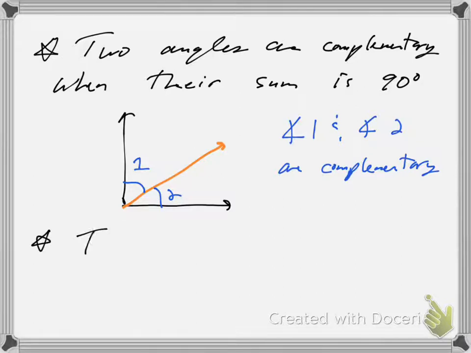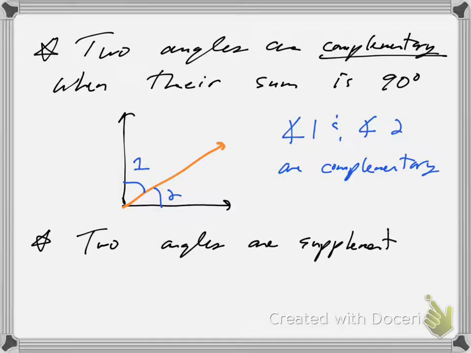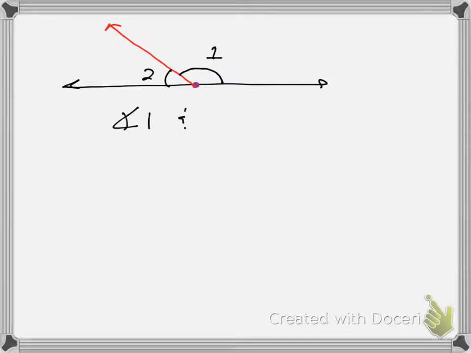Okay, two angles are supplementary when their sum is 180 degrees. I'm out of room here, so going on to the next page, if I draw a straight line and put my vertex here, that's 180 degrees, meaning if I go around to here, that's 180. Then I draw a line here and call this one angle 1 and this one angle 2. Then angle 1 and angle 2 are supplementary in this case. Again, we're just building up some terminology.